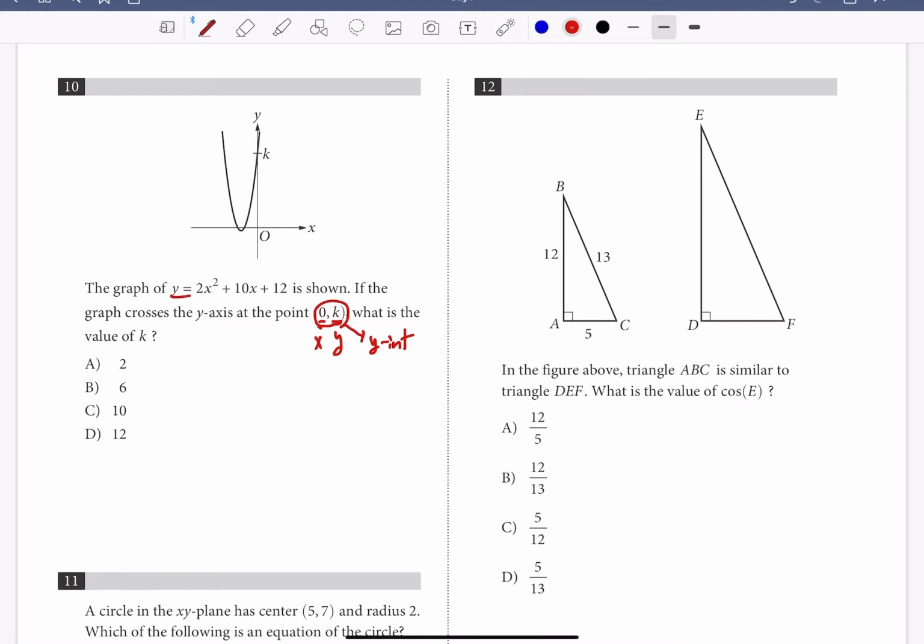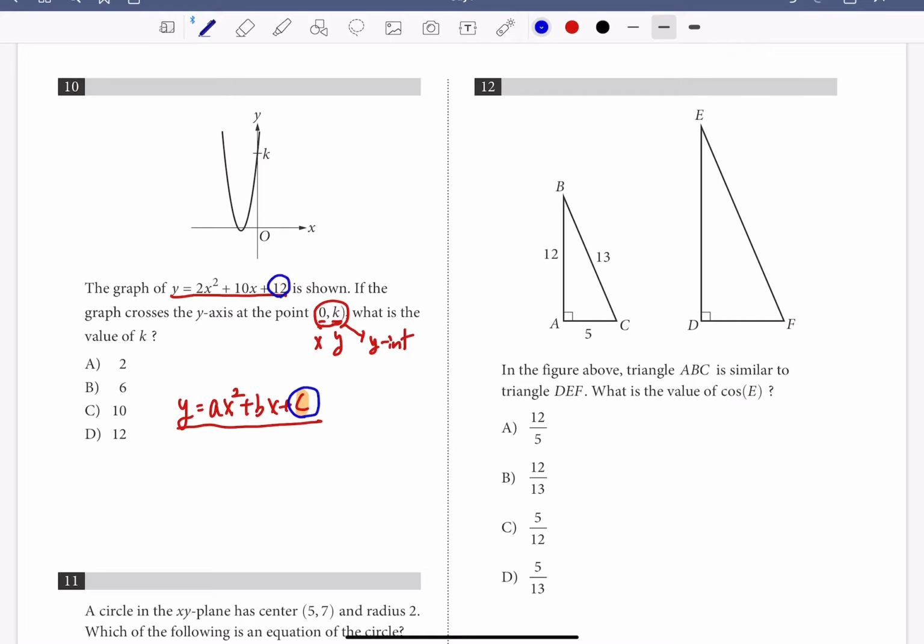This is the standard form of a quadratic function. y equals ax squared plus bx plus c is the standard form. In the standard form of a quadratic function, c means the y-intercept, right? So the y-intercept is 12.